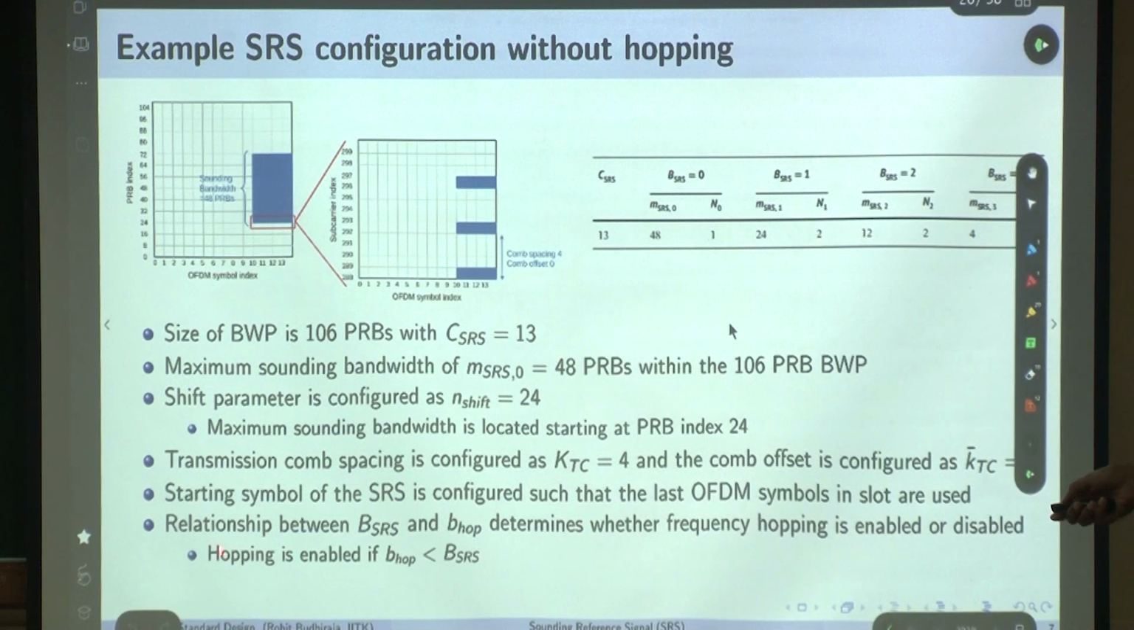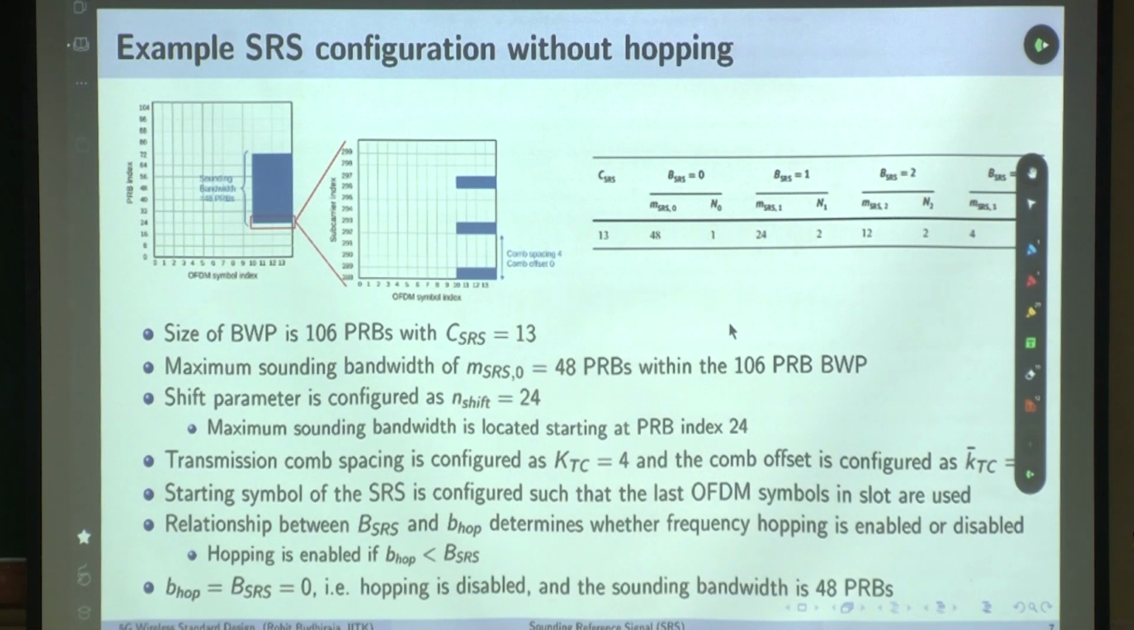If hopping is enabled, B hop is less than B SRS. B hop is a number which varies between 0 to 3, right? And for B SRS, I have to pick one of this column. Here, if I set B SRS to 0 and B hop to 0, what will happen? B hop is 0, B SRS is 0. Hopping will get disabled, right?